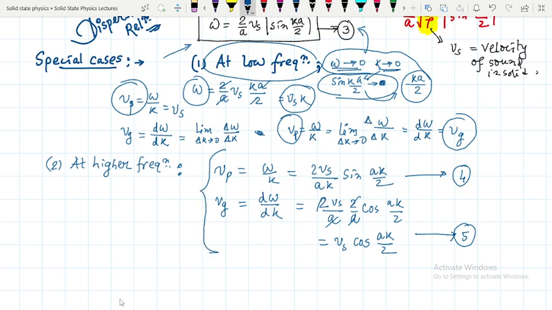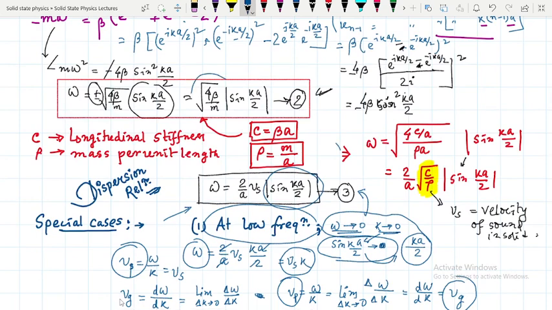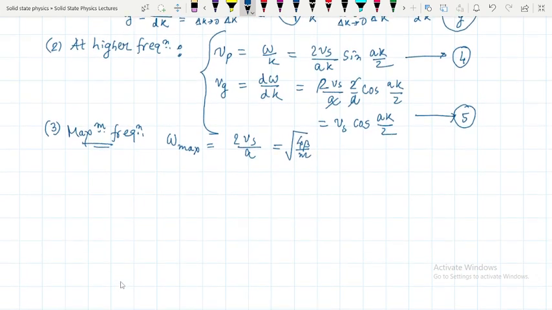Okay, now for the maximum frequency. From equation 3, the frequency will be maximum at which condition? When sine ak by 2 is 1. Sine can take the maximum value of 1. So when sine ak by 2 becomes 1, then only omega will be maximum and its value will be 2 Vs upon a, or root over 4 beta by m, as from equation number 2, since sine ak by 2 is 1. So this is the maximum frequency along which any vibration may proceed.